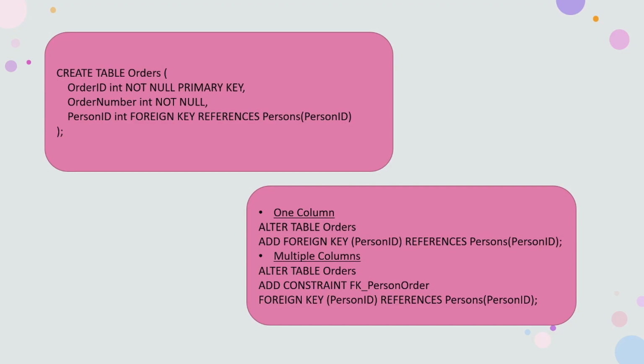Now we'll see how to create it by using the alter table command. For one column, it's a similar way. You say alter table orders, add foreign key person ID. You say references from the table persons and this person ID. So that's how alter table command is for one column. Now if you have multiple columns, how you say is add constraint to what table, the foreign key to what column, what it references from, another table, and then the column name. This is how alter table for multiple columns works.